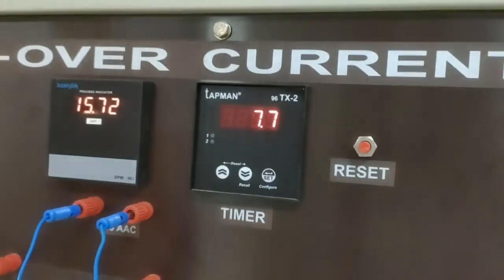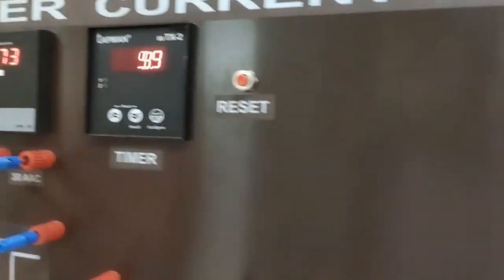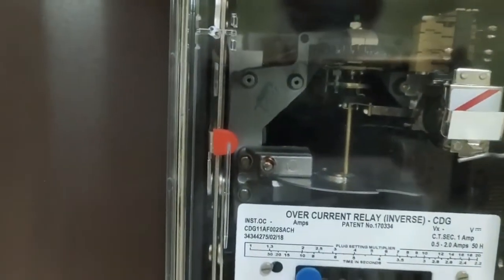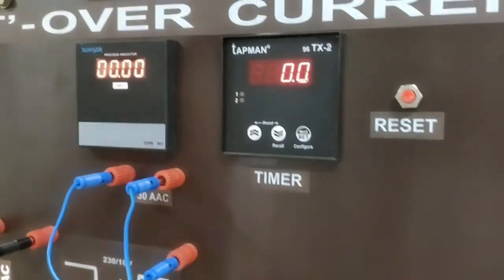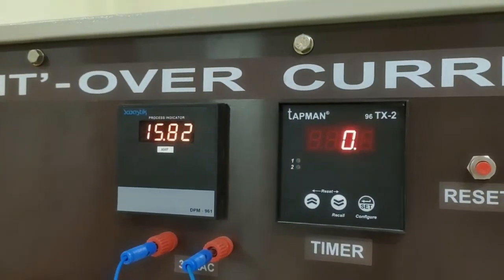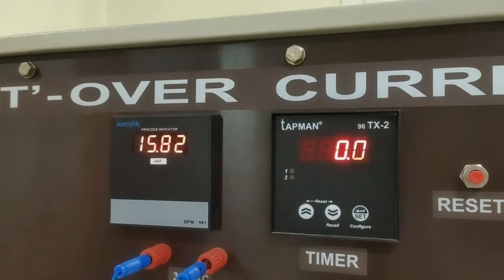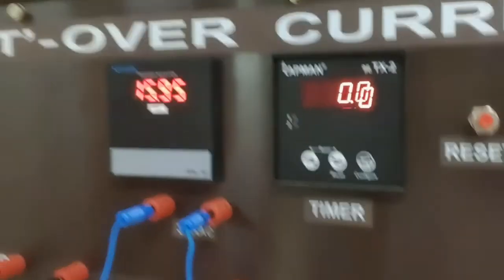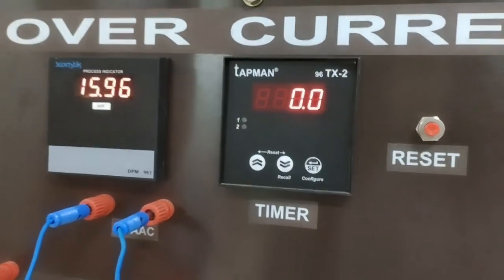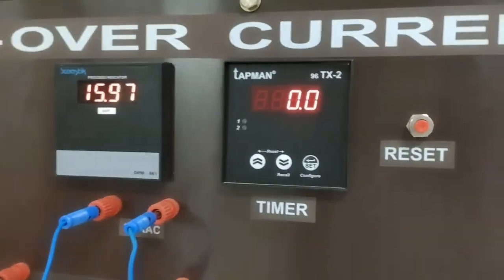You can see the previous time and the present time. The disk is rotating, so you can see the test switch is on. That is 15.82, and the corresponding time is that. Okay, so next value.